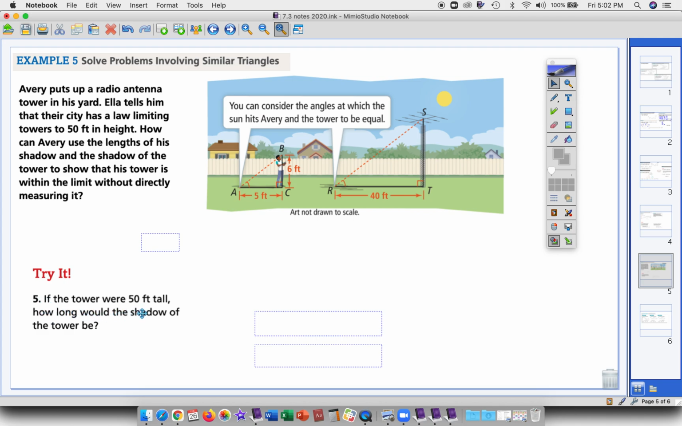If the tower were 50 feet tall, how long would the shadow of the tower be? So set up a separate proportion, again using Avery's height and his shadow, okay, same circumstances, and figure out the length of the shadow of the tower.